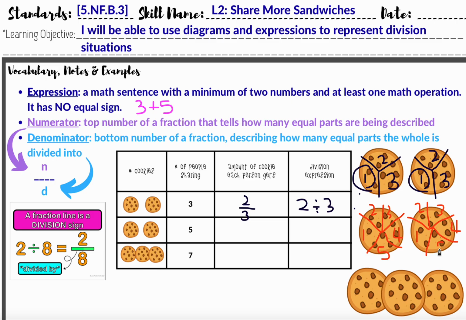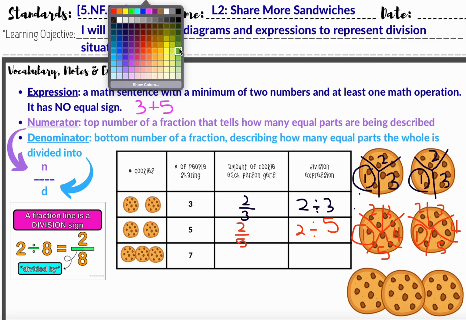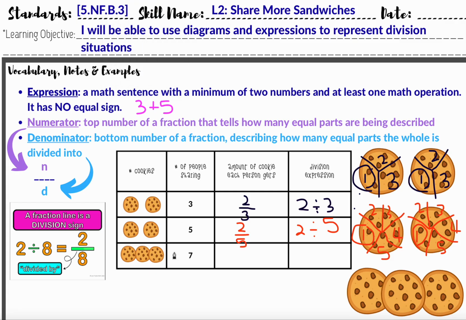Okay, so if I were to circle again, this person is getting those 2 pieces, right? But they're fifths because I divided my whole into 5 pieces. So that would be 2 over 5. Okay, and how do I write this as a division expression? I'm going to go 2 divided by 5. Okay, last one. So now I have 3 cookies. I'm going to divide it among 7 people.